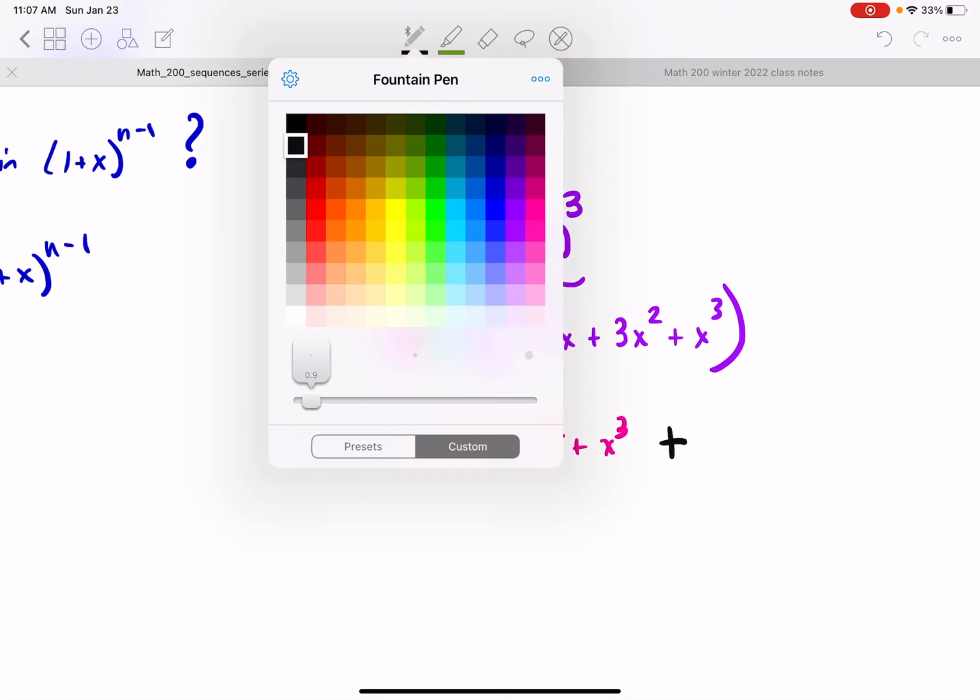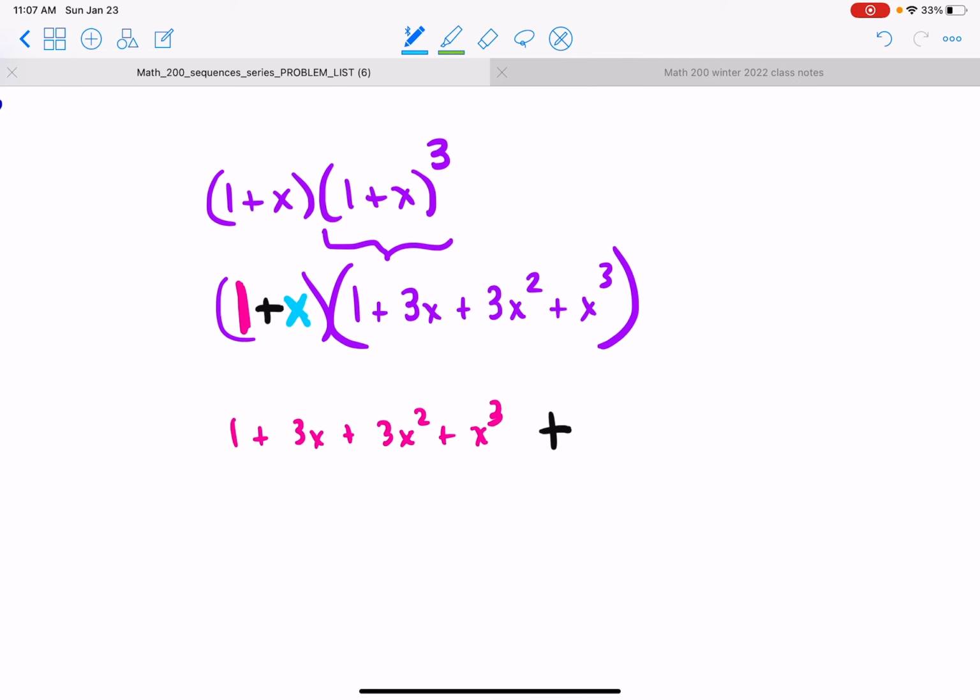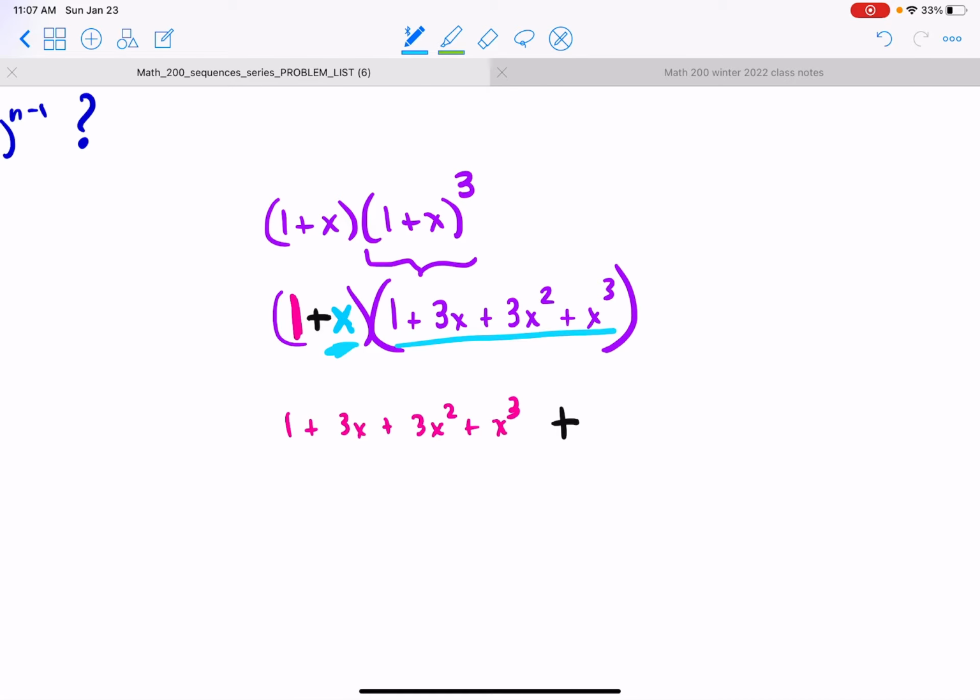Color coding everything. Now I have to multiply the x times this whole thing. And that's also easy. X plus 3x squared plus 3x to the third plus x to the fourth. Okay? Because every one of these just ups the exponent. The exponent increases by 1 when I multiply by x.